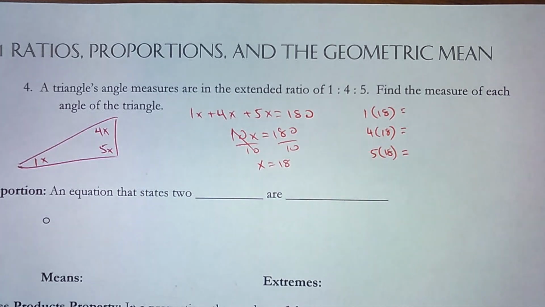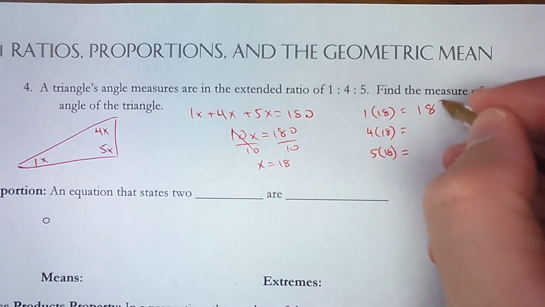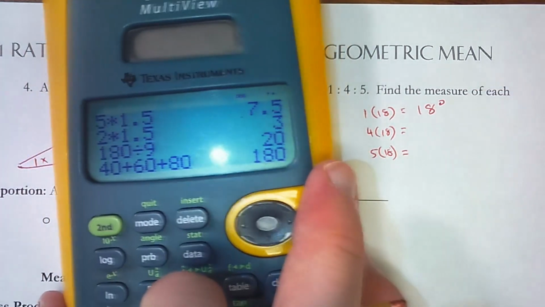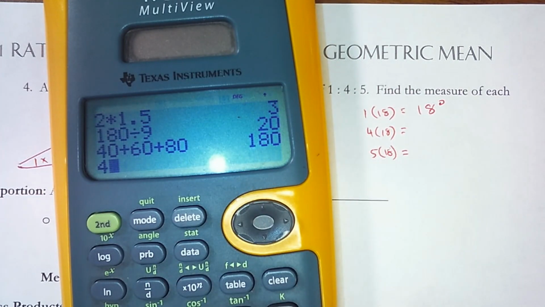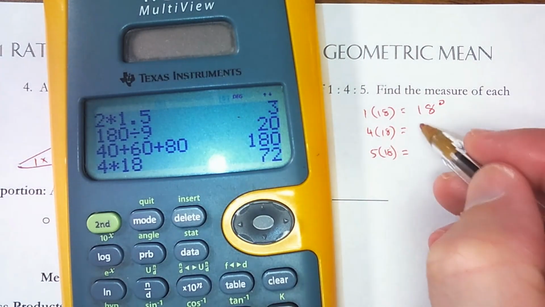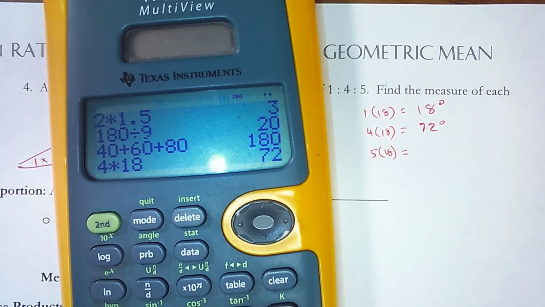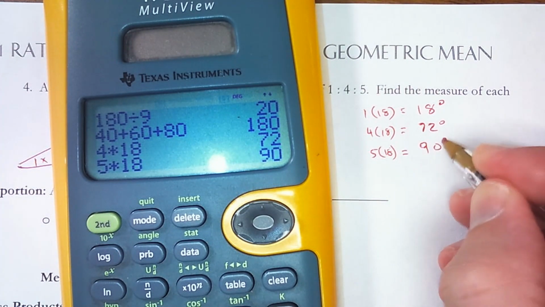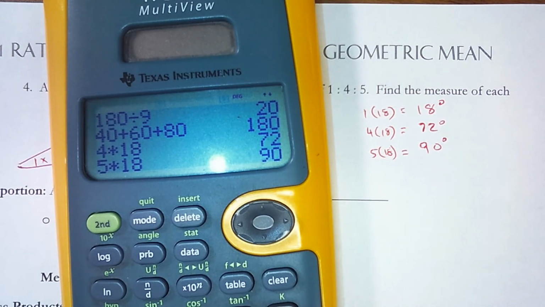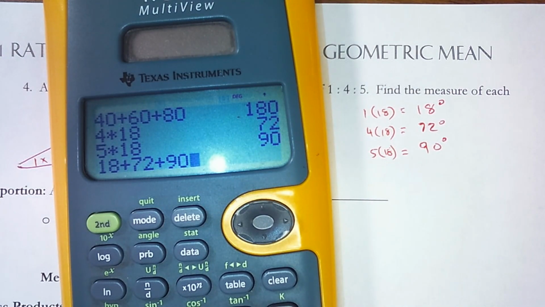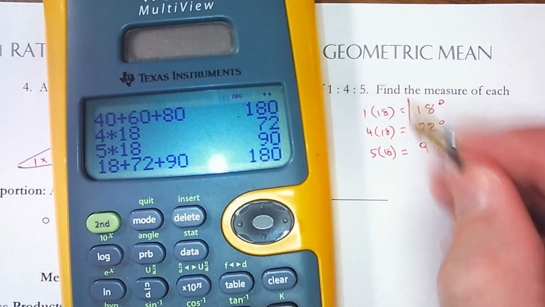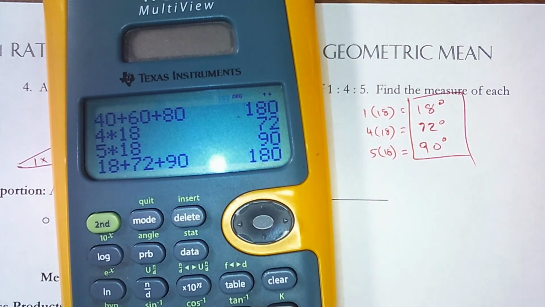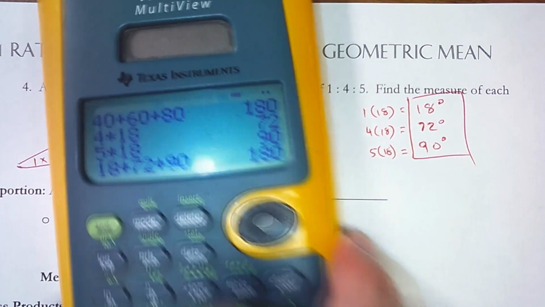So I have 1 times 18, 4 times 18, and 5 times 18 for my three angle measures. Okay, 1 times 18 is 18. I don't think we need a calculator for that, but we could pull one out for 4 times 18. 72 degrees, and 5 times 18 is 90 degrees. Okay, now let's check this out. 18 plus 72 plus 90, I hope that's 180, and it is, so that means my three angles are good.